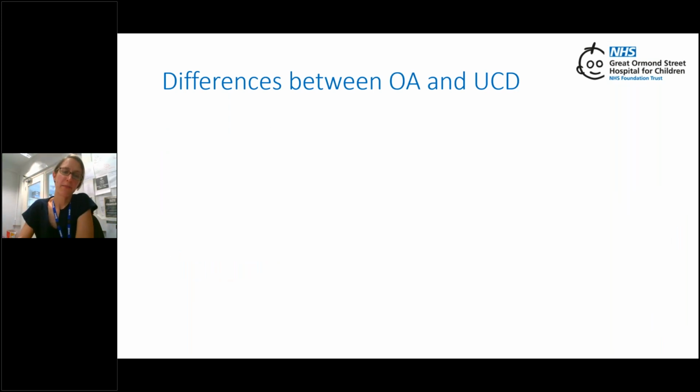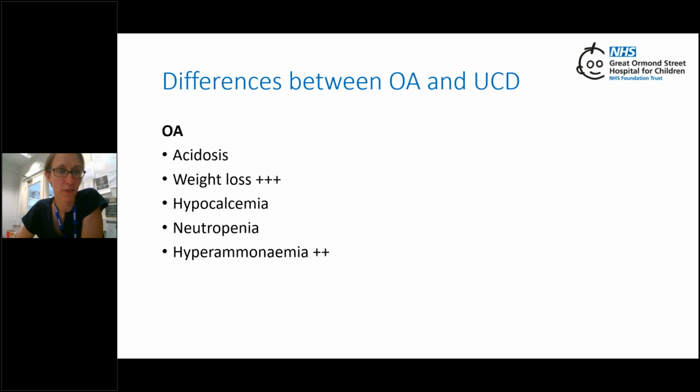And sometimes we can't even, just by looking at the biochemistry, differentiate between the organic acidemias and urea cycle defects when the patients behave like in the textbook. Because with the organic acidemias, as I said already, they develop a metabolic acidosis. They often have very significant weight loss. They develop hypocalcemia, often have neutropenia because the organic acids are also toxic to the bone marrow and lead to bone marrow suppression. And the hyperammonaemia is usually not as bad as in the urea cycle defects.